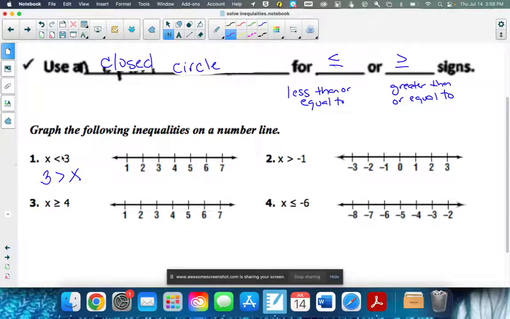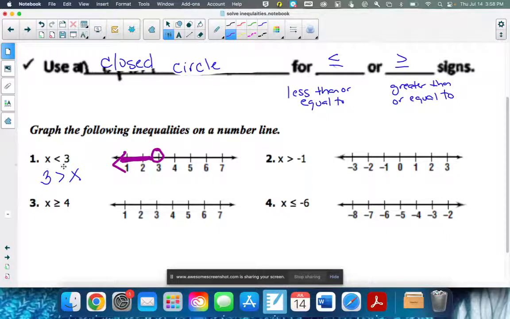So first off, we have a less than symbol or a greater than symbol. So that is an open circle at 3. That shows that 3 is not actually allowed in our problem. And this says x is less than 3. This says 3 is greater than x. That means I need numbers that are smaller than 3. So they have to go this way.